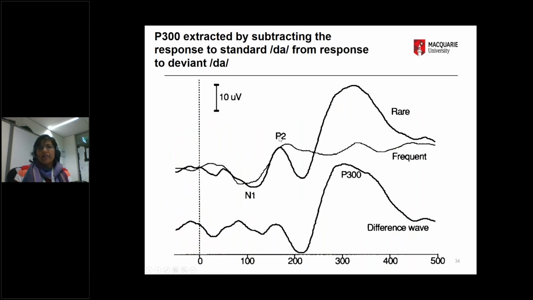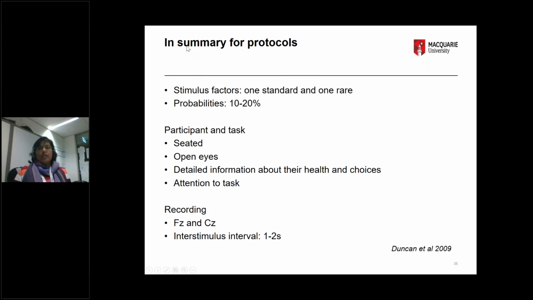So this here is the response. See, you've got your P2 response, the rare, frequent, or deviant standard to the same stimulus. So this is minimized. However, if you take like 1000 and 1500, which are very different stimuli, your initial response would be different. So if you subtracted that, your P300 will be influenced by the obligatory responses occurring just before.